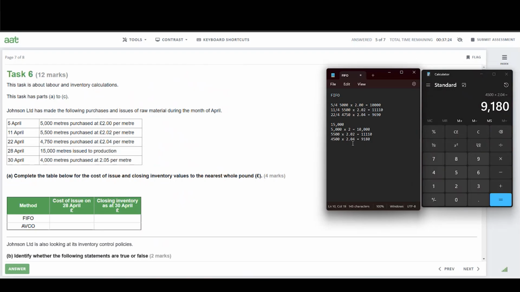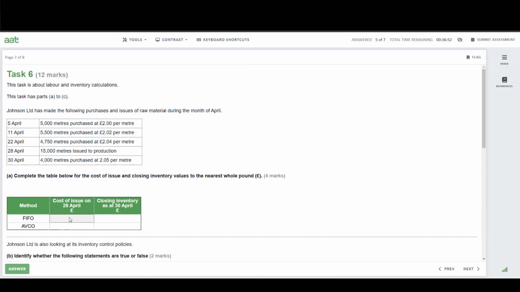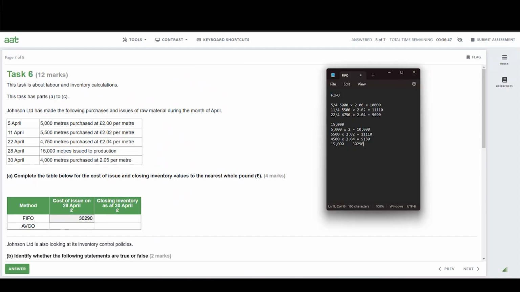So if we add together all of those figures, we will see that we've issued 15,000 units, 15,000 metres, sorry, at a cost of 9,180, 11,110 plus 10,000. So my cost of issue under FIFO is 30,290. So I can enter that into my table. 30,290 to whole pounds, no decimal places needed.